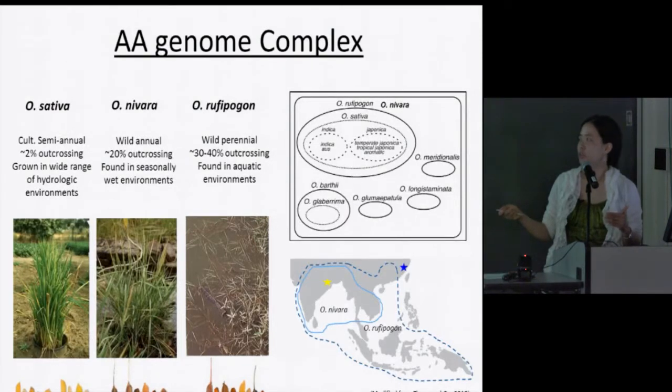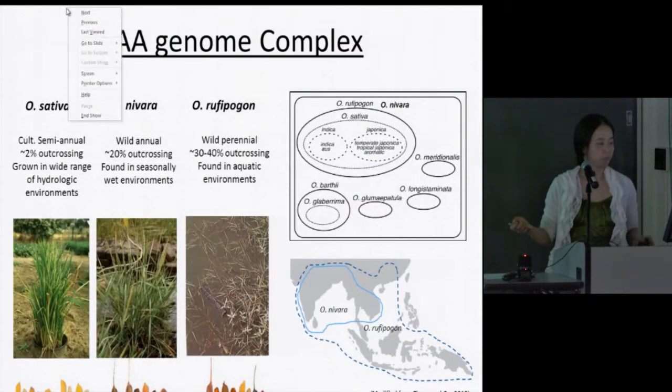And so the gene pool here was really bottlenecked, really much lower in diversity than another domestication event for the indica subspecies, and that was near the Ganges, and right within both the range of Nivara and the range of rufipogon, so much more genetically diverse.